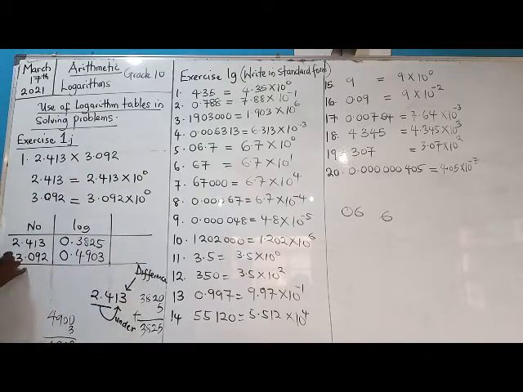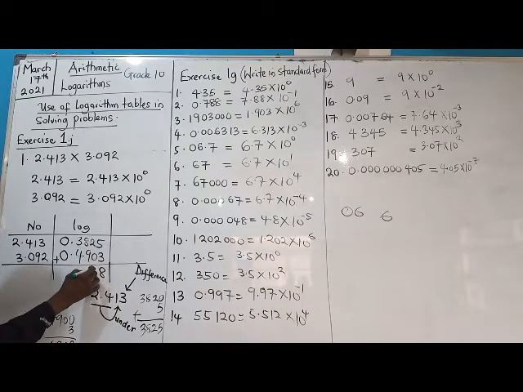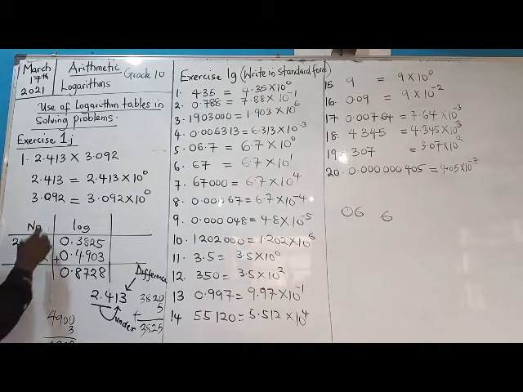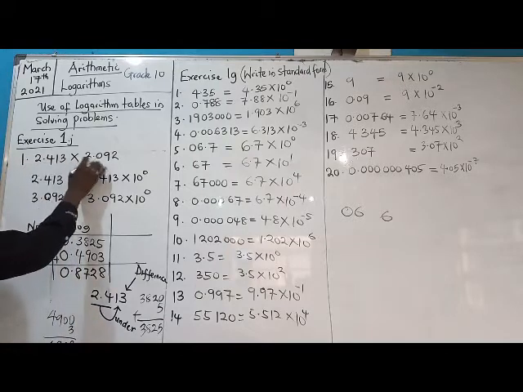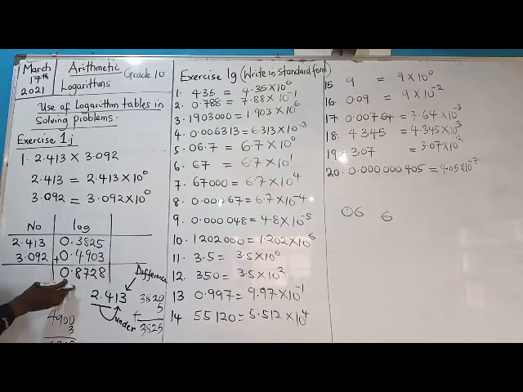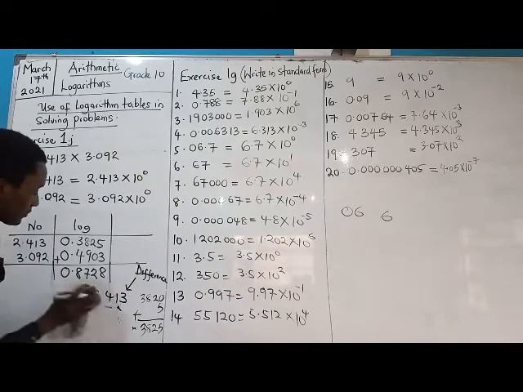Now, because you are multiplying these numbers, the rule says that you are adding their logs. So you add it up. Normal primary school addition. This will be 8. This will be 2. This will be 7, carry of 1. This will be 8. And this will be 0.8728. So when you multiply these two numbers, what you get in logarithm will be this. But that's not where it ends.